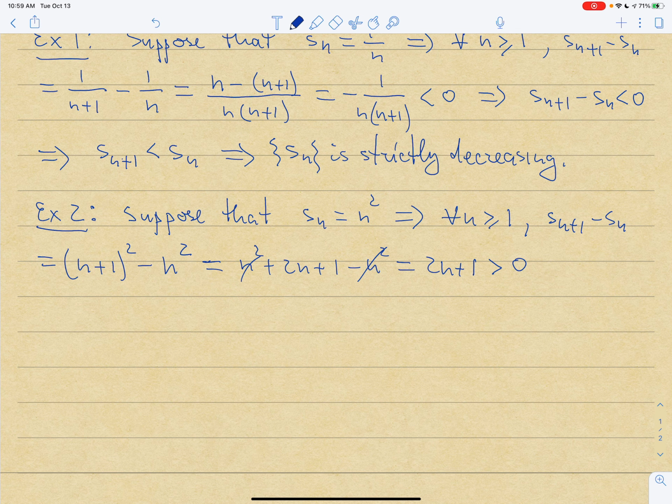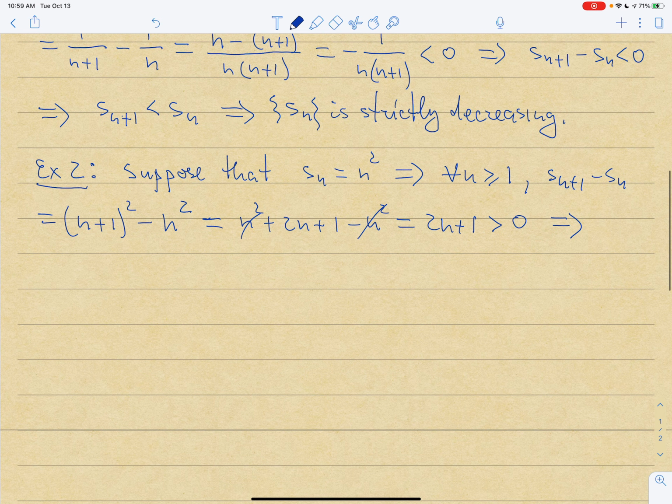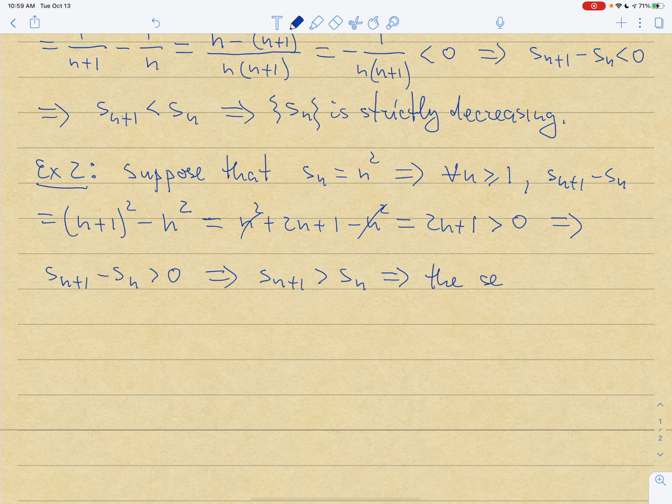So as a result, we conclude that Sn plus 1 minus Sn must be positive. And if we add Sn to both sides, Sn plus 1 must be greater than Sn. So this sequence is strictly increasing.